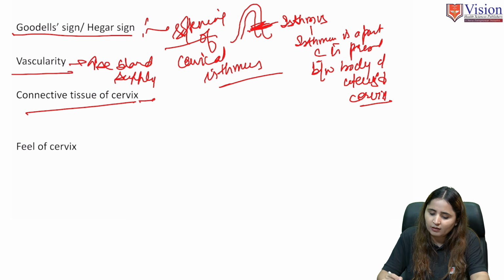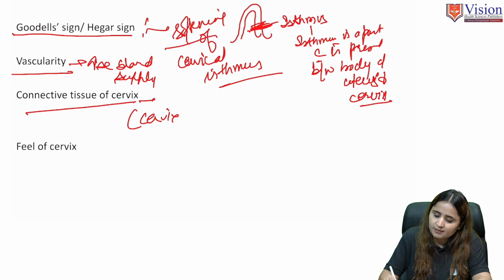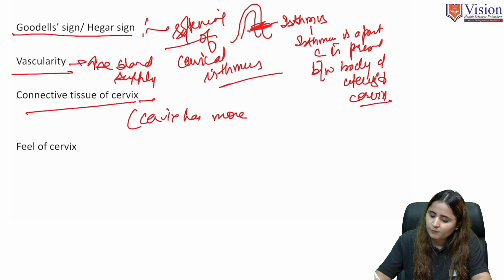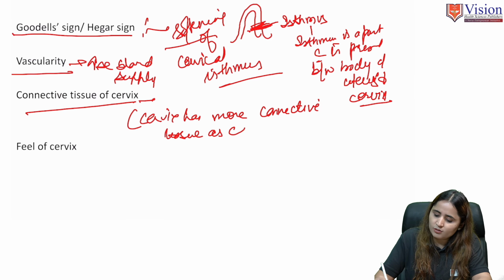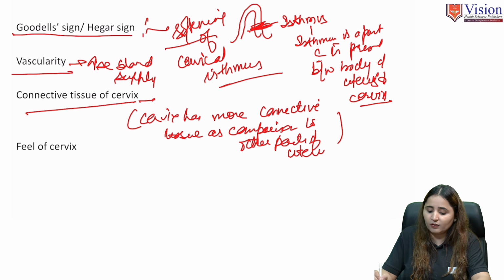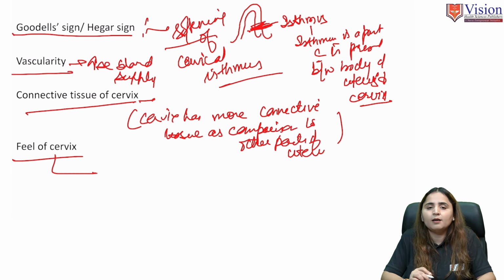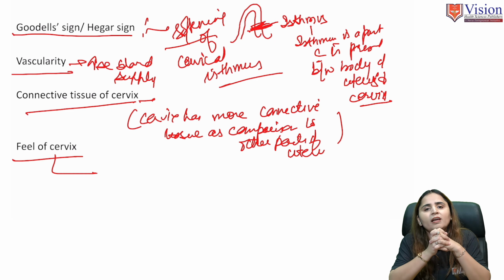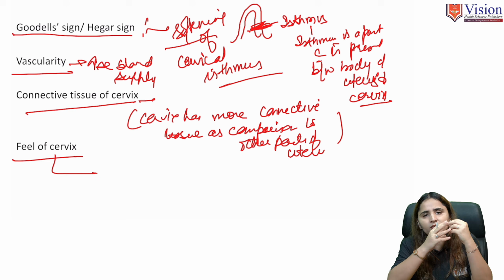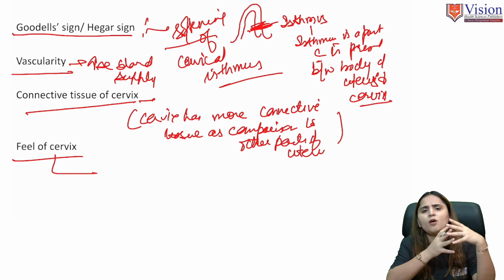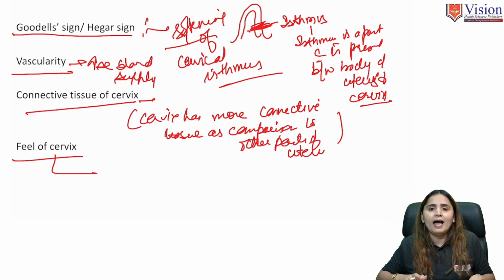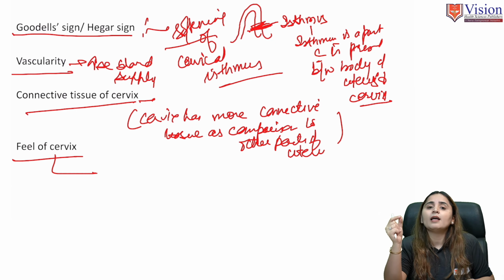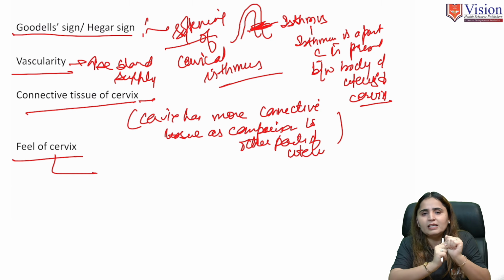It will get more softened as the cervix has more connective tissue in comparison to other parts of the uterus. So the cervix has the most connective tissue. And another thing related to this is the feel of the cervix. There is a softening of the cervix due to the increase in blood supply and collagen breakdown, because of which the cervix becomes soft.